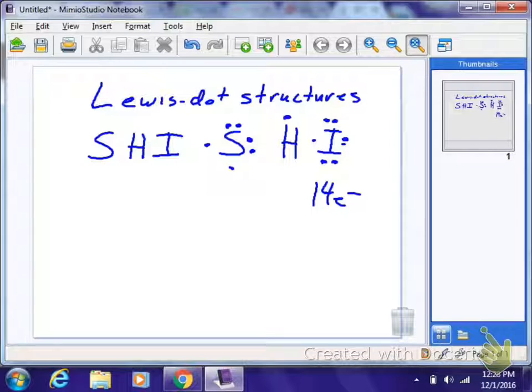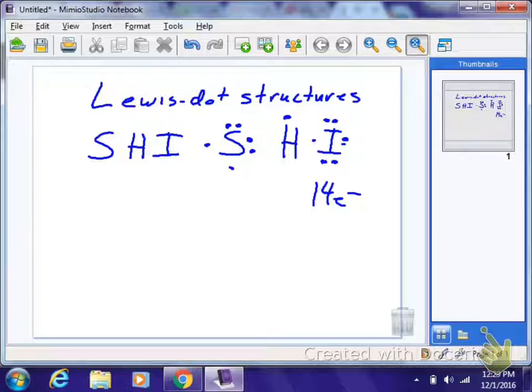So at this point in time, we've got to start thinking about our structure and what it's going to look like. And the most important part of this is determining which one of those elements are going to be in the center. So we got to decide which element, sulfur, hydrogen, or iodine, is going to be in the center. How you determine that is by looking at which one requires the most electrons to get 8. So it would be the one with the fewest electrons.